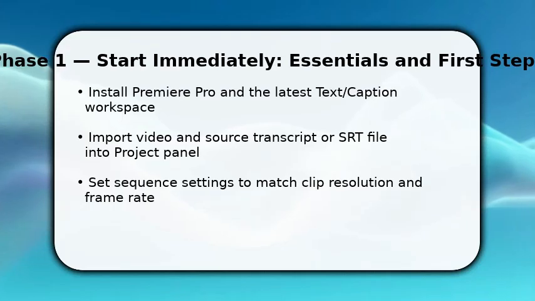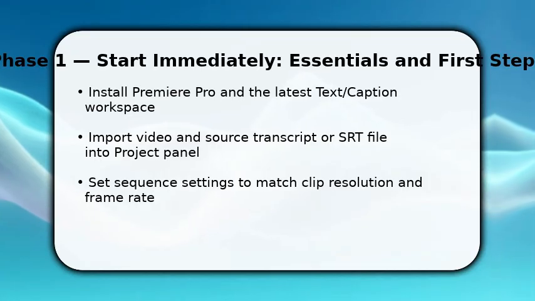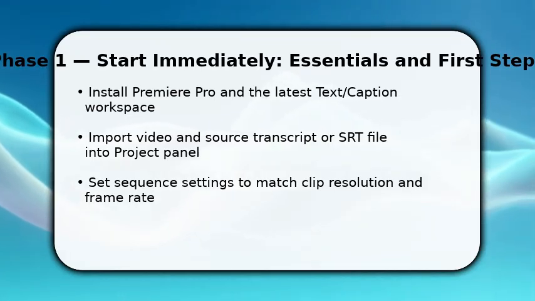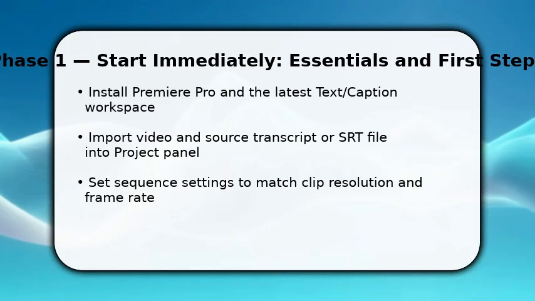You start by importing the video and any existing transcript. This saves time. Once done, create a sequence that matches your clip's resolution and frame rate so captions align. Make sure the text or captions workspace is open. This gives you the caption panel. If you don't have a transcript, use Premiere's speech-to-text to generate captions automatically.